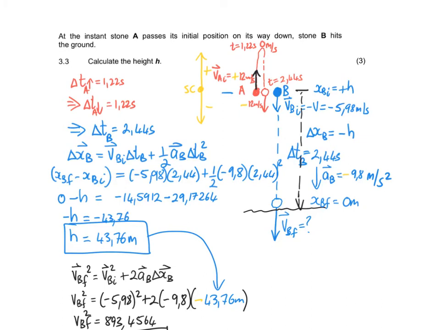Now, it says here, at the instant stone A passes its initial position at 2,44 seconds, stone B hits the ground. Now, stone B was thrown down at the same time that stone A was projected upwards. So that means it takes 2,44 seconds for B to move through the total height, from its initial position, where it was plus h above ground level, to its final position where it's at 0 meters.